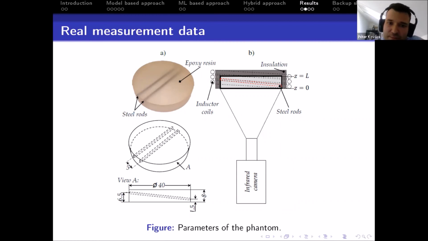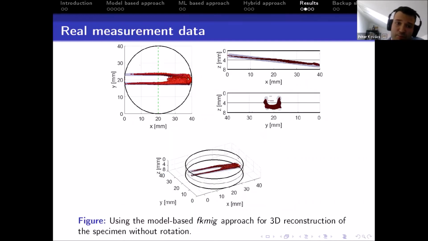They made a test specimen, which includes two steel rods embedded into epoxy. They heated up these steel rods by induction and measured the temperature evolution in time with an infrared camera. And we got the infrared camera images, so the surface temperature images of this specimen. And then we applied our reconstruction techniques.